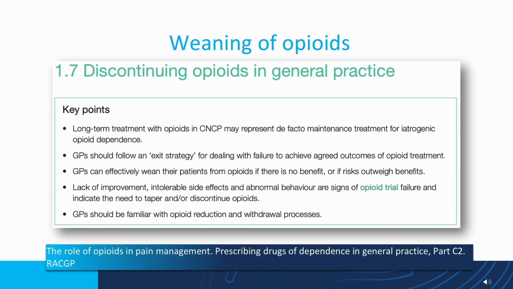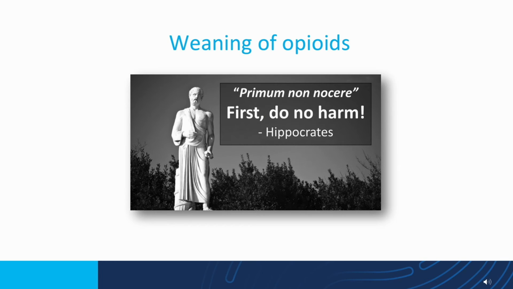This is from the Role of Opioids document from RACGP. Pretty straightforward. Have an exit strategy. You can effectively wean medications if there is no benefit or if the risks outweigh the benefits, as I've mentioned, or if there's a lack of improvement with the trial. Have your exit strategy. And of course, all GPs should be familiar with a plan of action for withdrawal processes. Now, I pause here for a second and implore each and every one of you, come back to your Hippocratic oath, first do no harm.